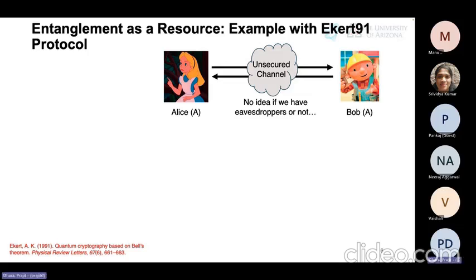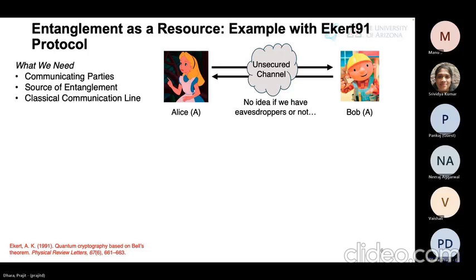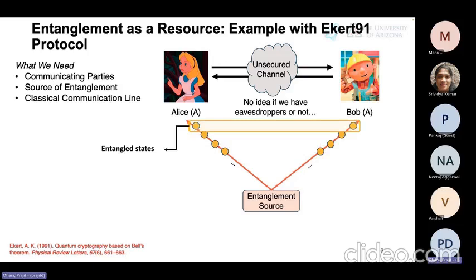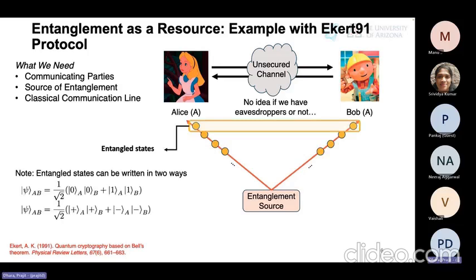So how does Ekert 91, a famous QKD protocol, help us in sharing secrets? Well, if we have the communicating parties and additionally a source of entanglement and any kind of classical communication, then it need not be secured. Ekert 91 says that if we have the entanglement source at some midpoint, not geometrically, but let's say there's somebody sending entanglement to both Alice and Bob, and it can send a stream of entangled states. For the sake of this protocol, let's assume these states are perfectly sent to Alice and Bob.